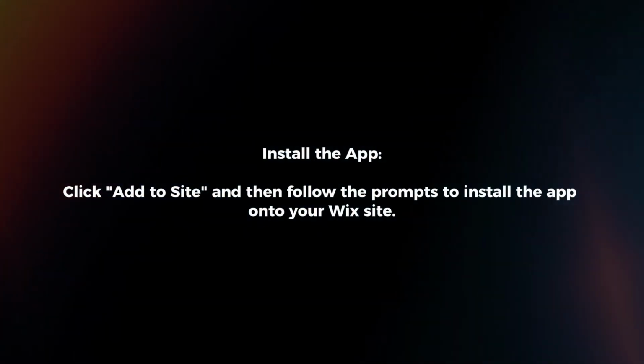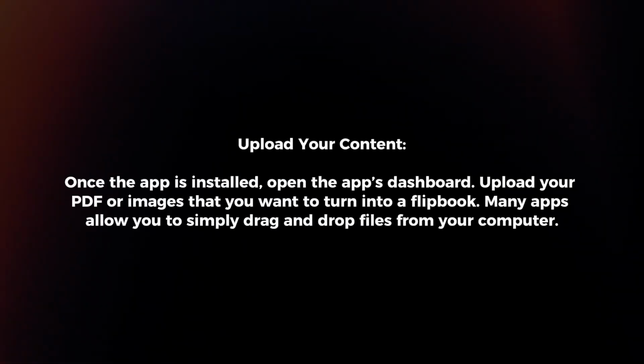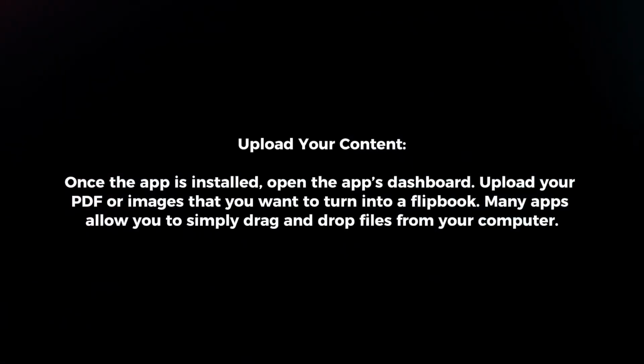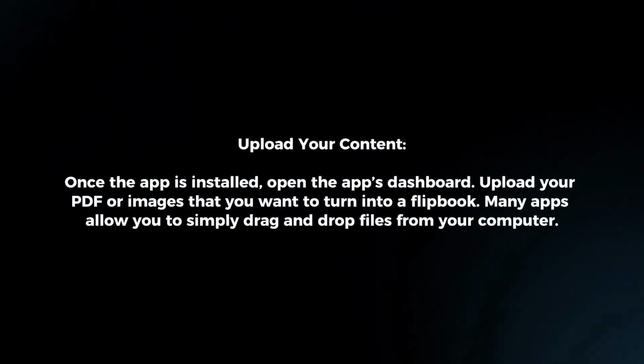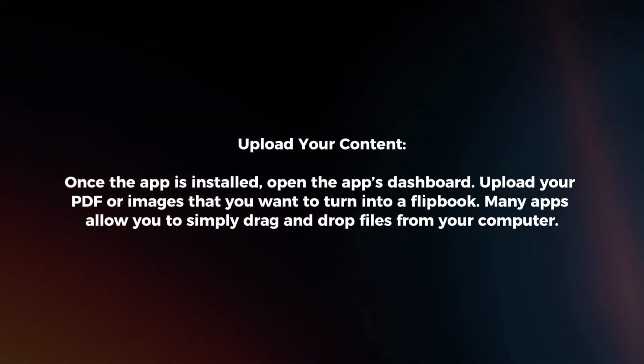Install the app. Click Add to Site and then follow the prompts to install the app onto your Wix site. Upload your content. Once the app is installed, open the app's dashboard. Upload your PDF or images that you want to turn into a Flipbook. Many apps allow you to simply drag and drop files from your computer.